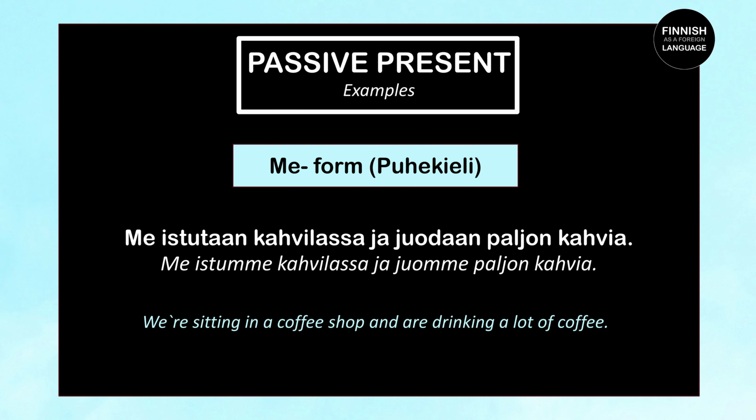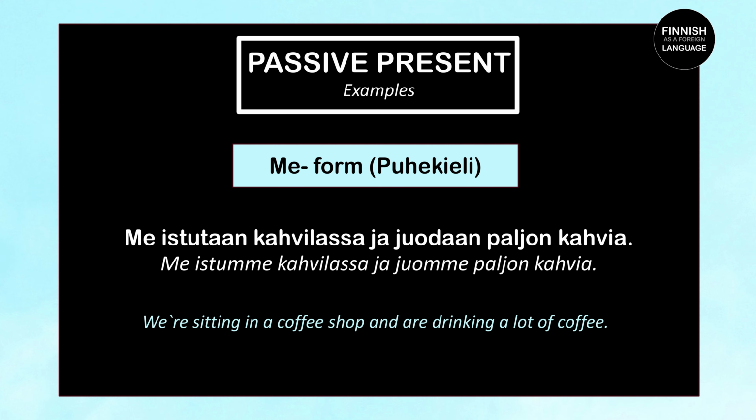Then we have some examples for the puhekieli version. We can, for example, say, me istutaan kahvilassa ja juodaan paljon kahvia. Means we're sitting in a coffee shop and are drinking a lot of coffee. This is the puhekieli version. Why? Because the sentence starts with the me form. In kirjakieli we would say, me istumme kahvilassa ja juomme paljon kahvia. Means also the same, we're sitting in a coffee shop and are drinking a lot of coffee.